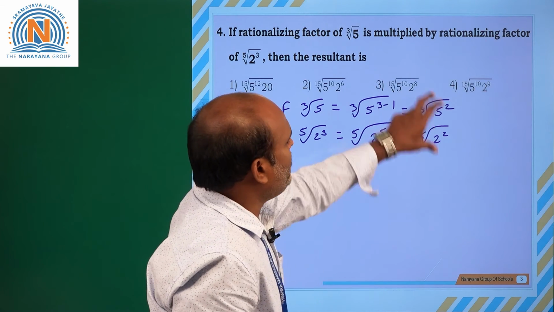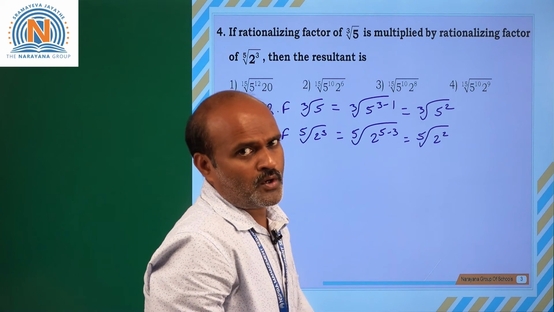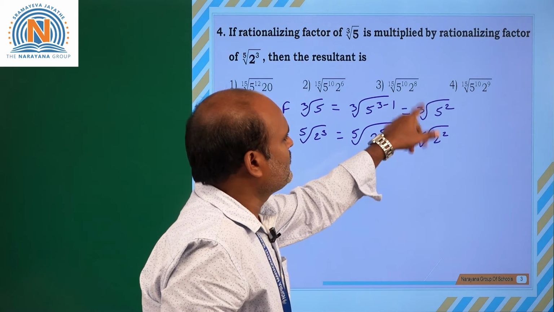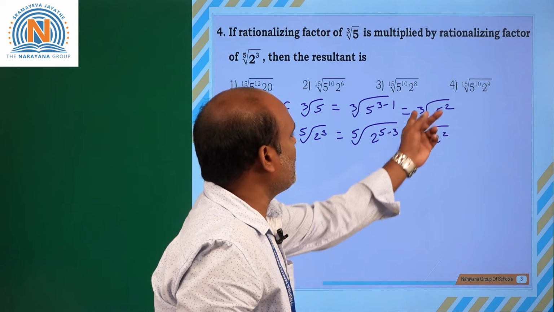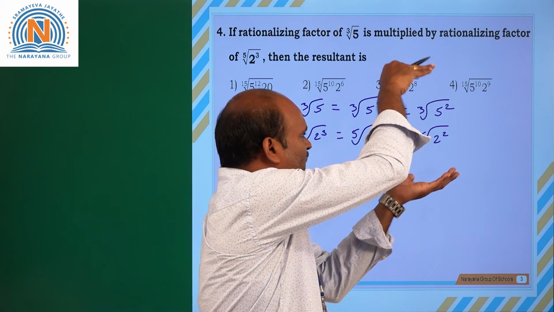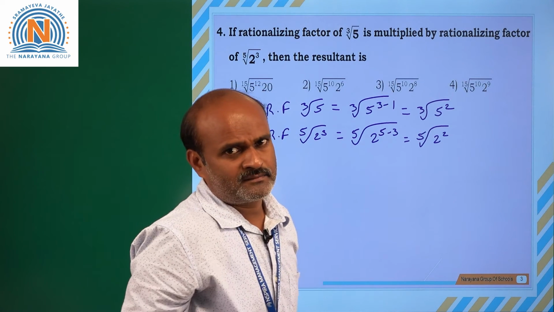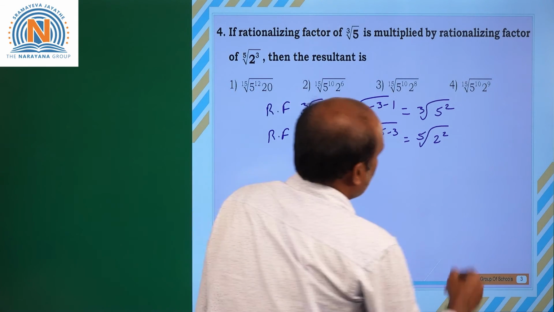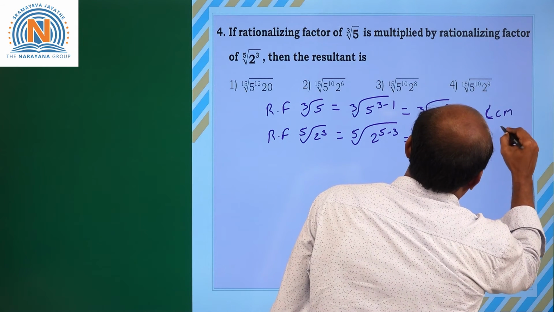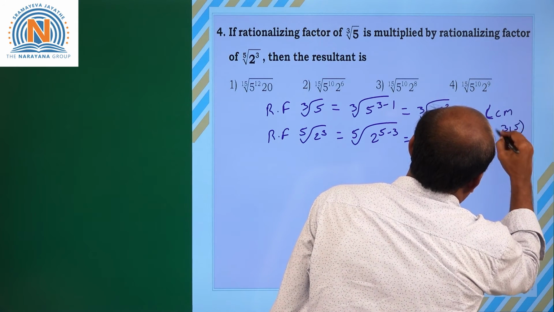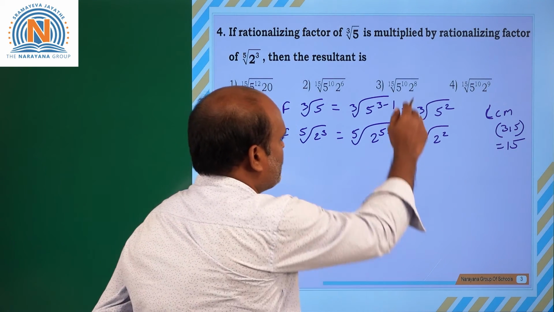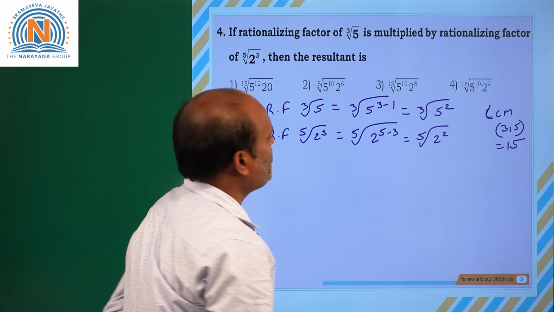Now we want to find the product of these two, but these two are dissimilar surds, meaning these two are of different orders, right? The order of this surd is 3, the order of this surd is 5. Now we convert these two surds into the same order. For that take the LCM of 3 comma 5. LCM of 3 comma 5 is equal to 15, right? So we convert these two surds into order 15.